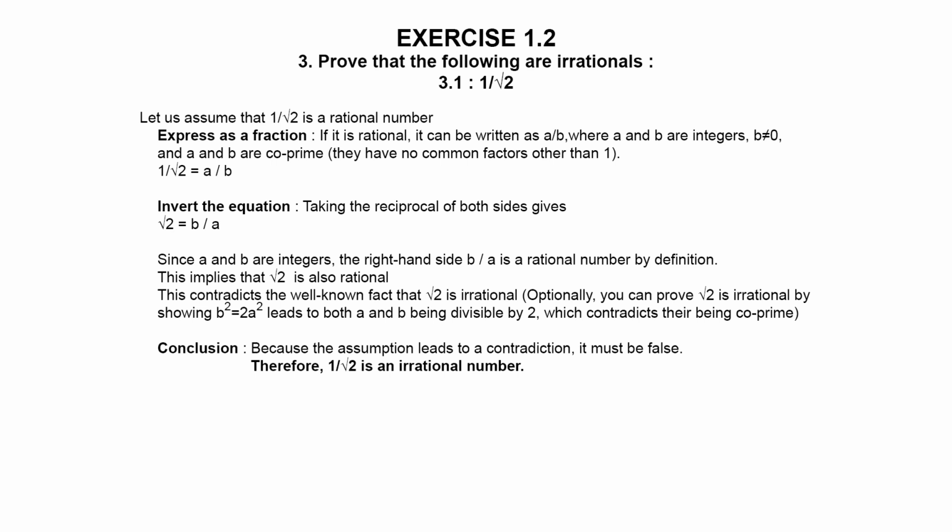Optionally, you can prove √2 is irrational by showing b² = 2a² leads to both a and b being divisible by 2, which contradicts their being coprime. Conclusion: because the assumption leads to a contradiction, it must be false. Therefore, 1/√2 is an irrational number.